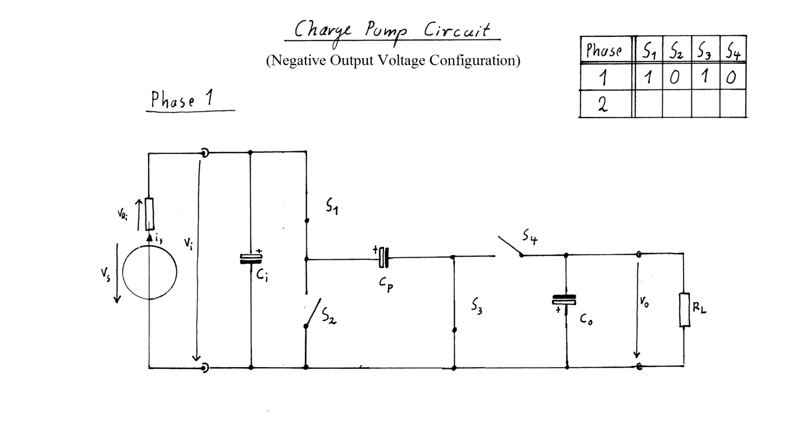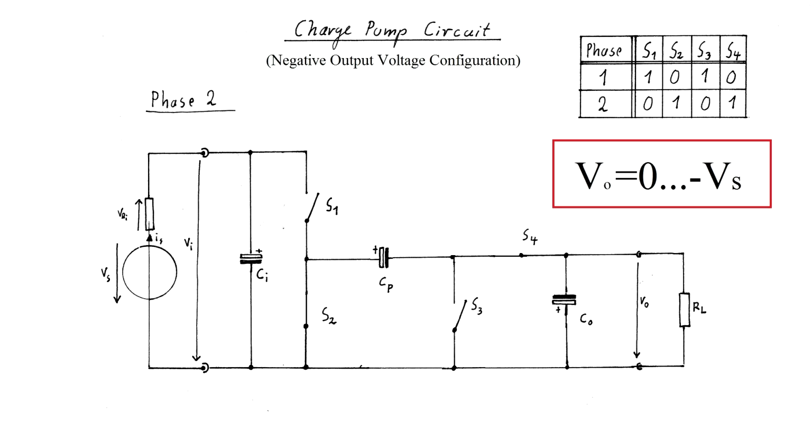In phase 1, S1 and S3 close, connecting the pump capacitor in parallel to the input capacitor. Once Cp is charged up, phase 2 begins. S1 and S3 are opened, rapidly followed by S2 and S4 closing. The pump capacitor is now connected in parallel to Co, which can now deliver an output voltage of up to Vs, but with reversed polarity with respect to chassis ground. Like with the voltage doubler configuration, this process starts anew as Co is discharging, keeping Vo as constant as possible.